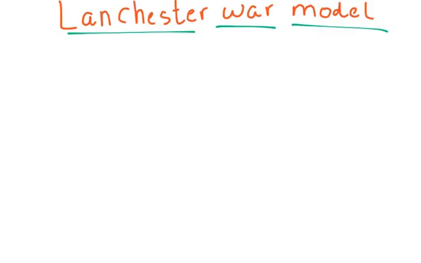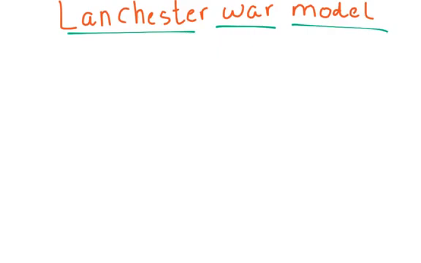Hello everyone. In this video, I'll be talking about Lanchester's war model, which was designed by the British engineer and RAF pilot Frederick William Lanchester during World War I. So he proposed a combat model to predict the outcome of a war using differential equations. And how he did that, we'll be learning in this video.